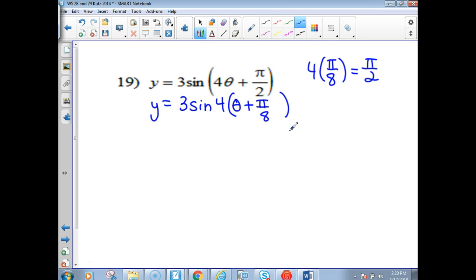Not really all that bad for a graph. So we've got an amplitude. Let's write down what we got. We have an amplitude of 3. We have a b value of 4. So the period is going to be 2 pi divided by 4, which is pi over 2. Pi over 2 for the period. And it's going to have a phase shift, and it's going to go left.